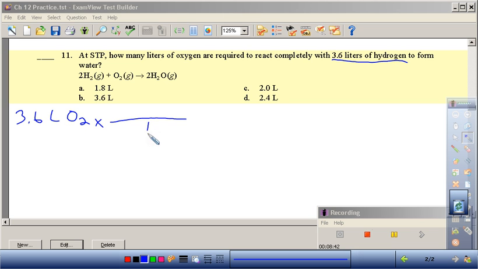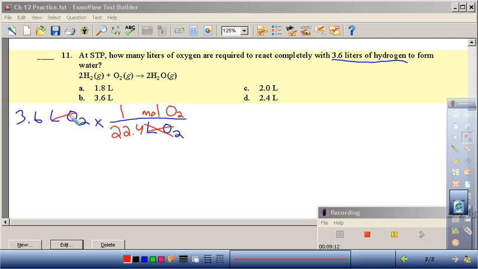My second step is to always take the given and put it down there. Now what can I change liters to? Well, there's only one thing I can change liters to, and that's moles. And if I start with liters of O2, it's going to be moles of O2. What numbers go there? Well, that's something to memorize. 1 mole of any gas has a volume of 22.4 liters. Memorize.